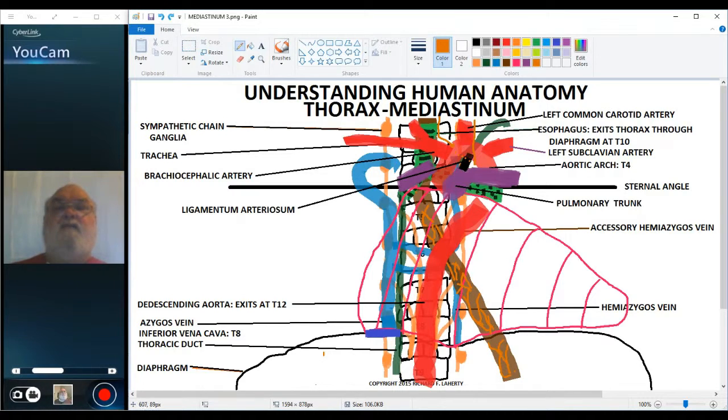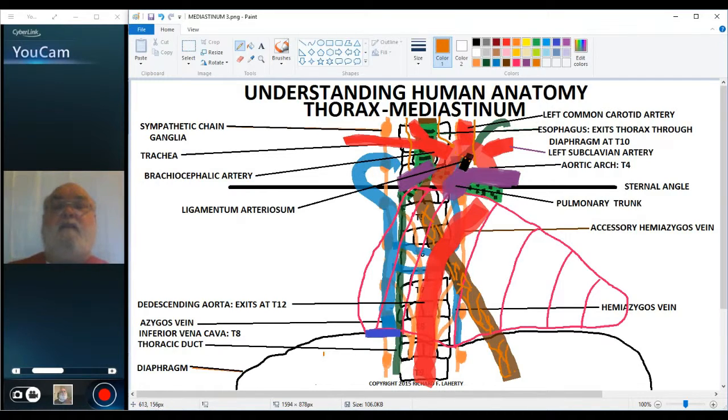The right vagus comes along with the right common carotid artery into the thorax through the thoracic inlet. It crosses over the subclavian vein, and then the right vagus goes over to the esophagus to form a plexus similar to the one on the anterior surface, this one on the posterior surface, posterior vagal plexus.